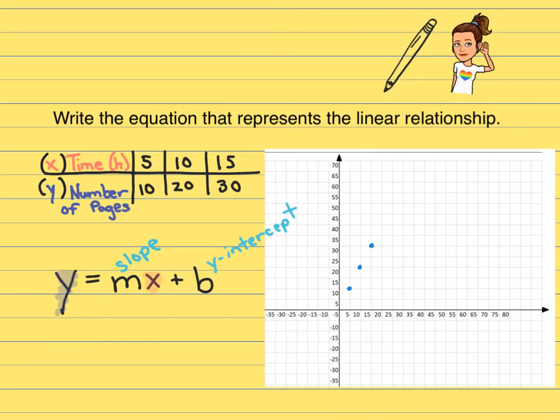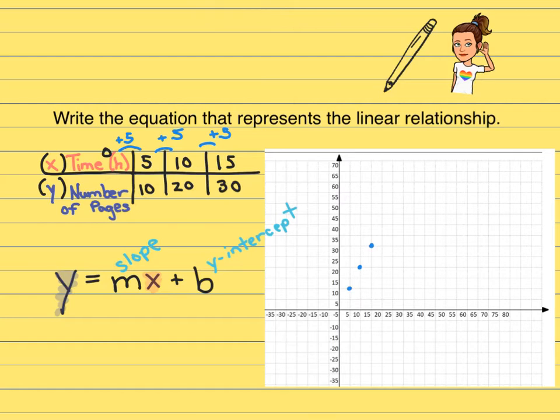plot a point. Now, it's not very clear to us right now if the line passes through the origin, but we can look at the constant rate of change to find out. The x values are always increasing by 5. So let's continue the pattern and go back. If we took 5 away from 5, we would have 0. So we do have a 0 as an x-coordinate.